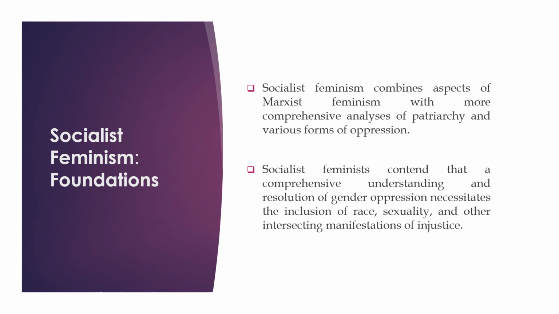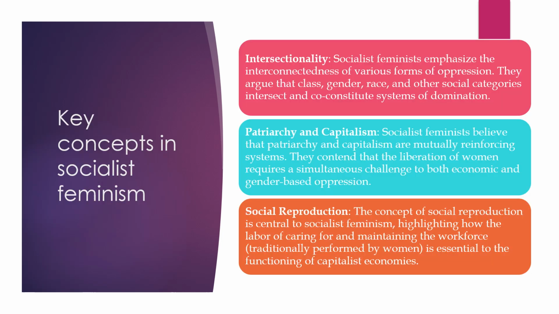What are the key concepts of socialist feminism? First is intersectionality. As we know, socialist feminists emphasize the interconnectedness of various forms of oppression that compound. They also argue that class, gender, race, and other social categories intersect and co-constitute systems of domination.